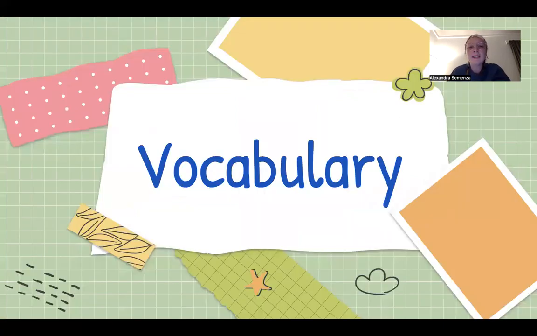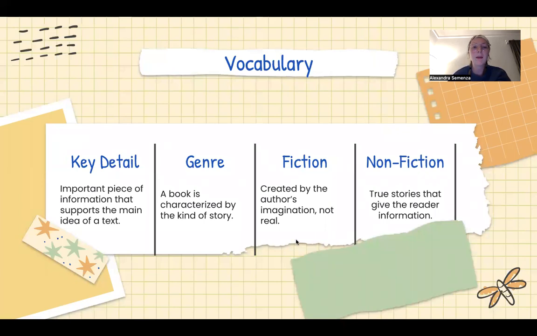Before we get into our lesson, I wanted to discuss the vocabulary you defined yesterday. Some of our vocabulary includes these 4 words. Key detail is the first vocabulary word, and we'll be focusing a lot on that today. A key detail is an important piece of information that supports the main idea of a text. A genre is a book characterized by the kind of story. Fiction and nonfiction are genres.